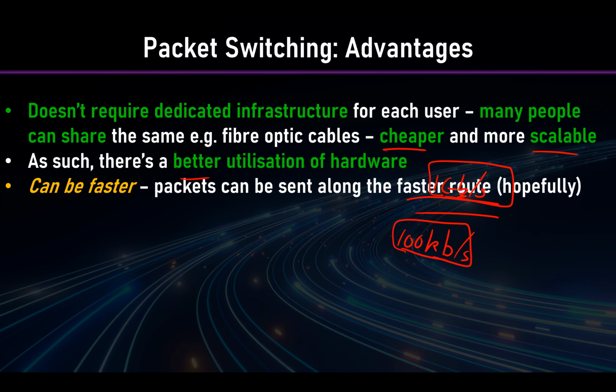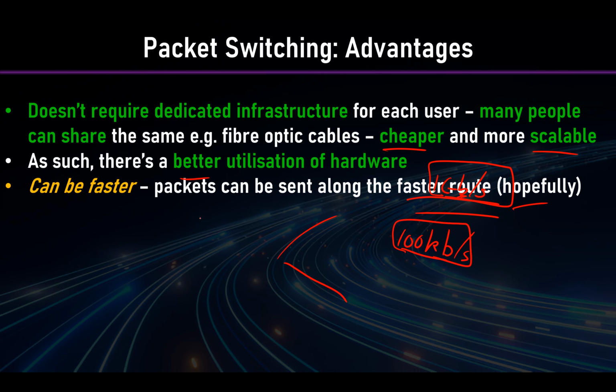So packet switching can be faster. I put that in orange italics. The reason it can be faster is that packets can be sent along the fastest route, assuming the routers are working properly and have calculated the correct route. We can also say that since packets can be split, in theory some packets can go this way, some can go this way, so you can send them simultaneously. Therefore, it could be faster.